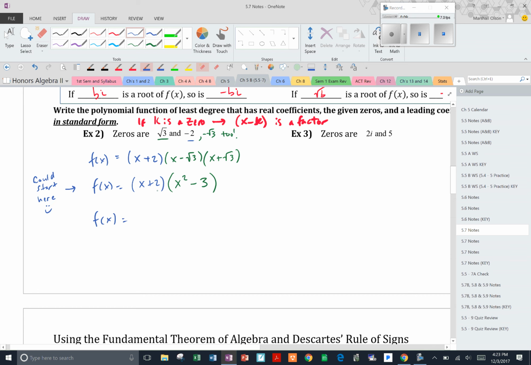And it's probably easiest here to just look at what degree we're dealing with. X times x squared is x cubed. Next, I'm going to want to get my quadratic term, which is going to be 2x squared. Then I'm going to have my linear term of minus 3x. And I'm going to have minus 6 as my constant term.